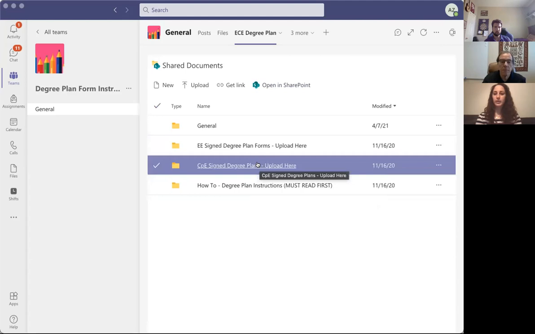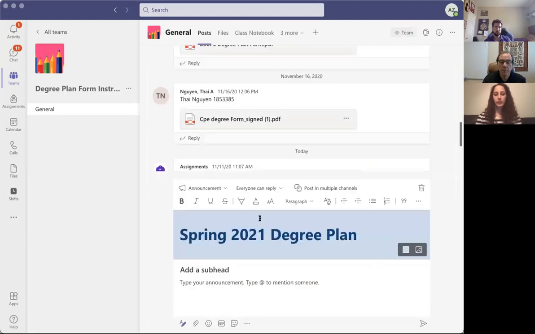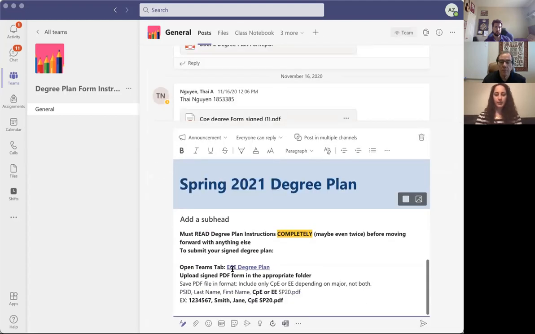According to the template that I just showed on the first page, and I'm going to show it again. Please don't upload it any way that you want. I would like for y'all to put your PSID, last name, first name, and let me know which degree plan, either CPE or EE, and then what semester. So this is for spring 21. Okay.